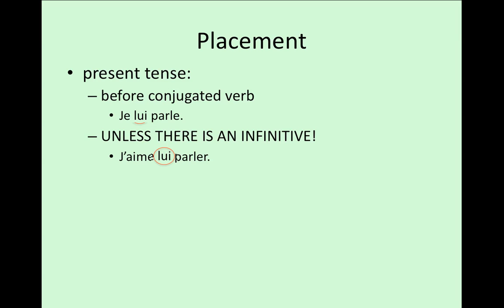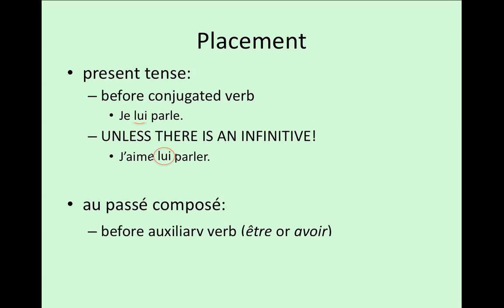So now that you are fairly comfortable with where object pronouns go in the present tense, let's talk about where they go in the passé composé. So in the passé composé, you're going to use the exact same object pronouns we've been looking at, but you're going to put them before the auxiliary verb.